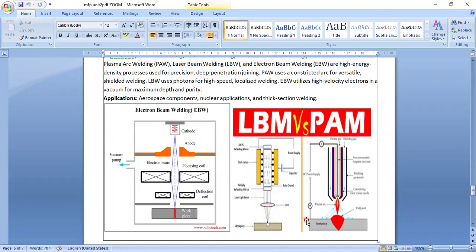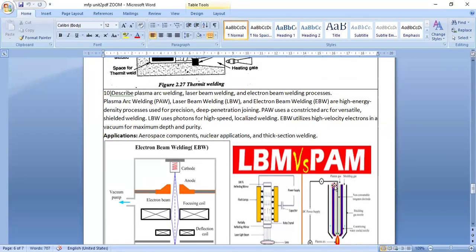Here you can see this is plasma welding. I will go for the definition. Plasma arc welding, laser welding, electron beam welding are high energy density processes. High energy is coming from that, and high density workpieces can be welded here, for precision, deep penetration joints. Plasma arc welding uses a constricted arc for versatile shielded welding.